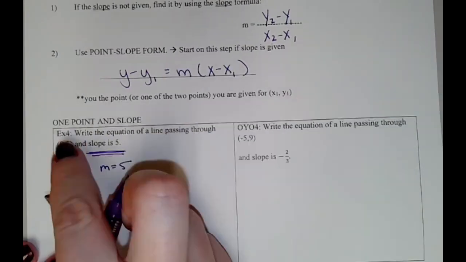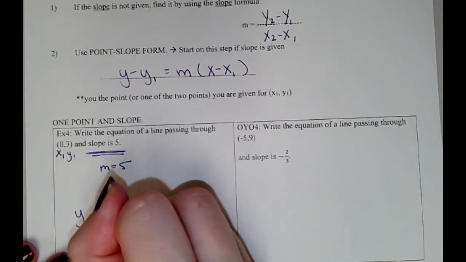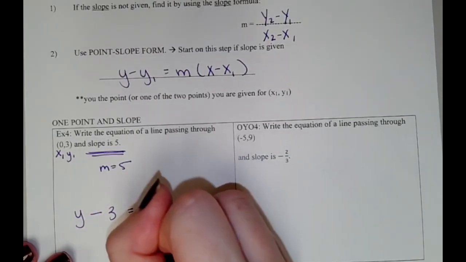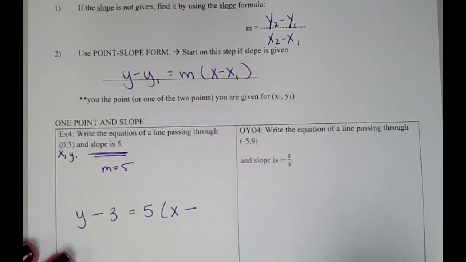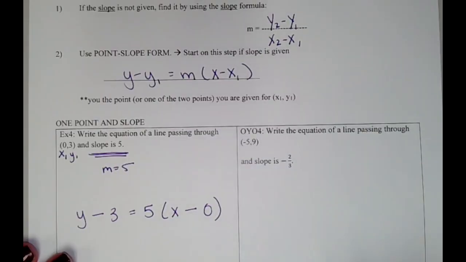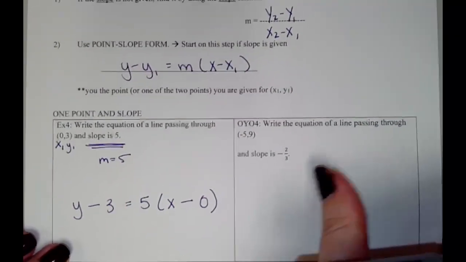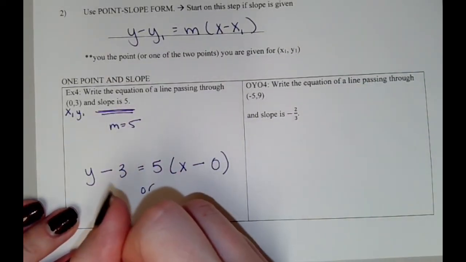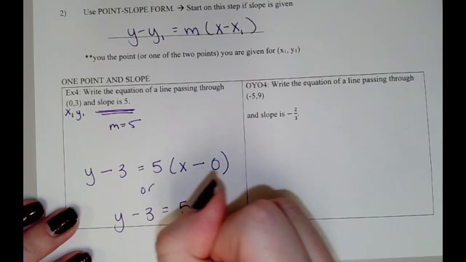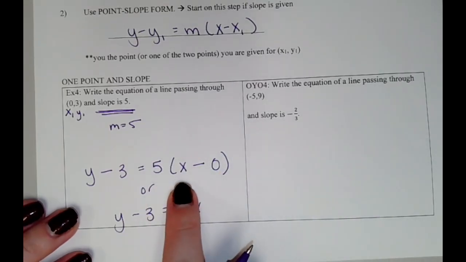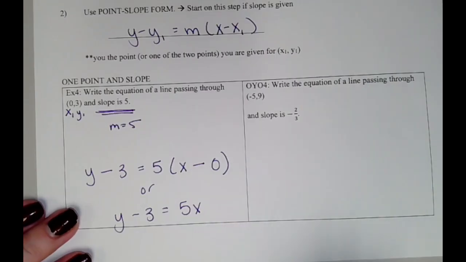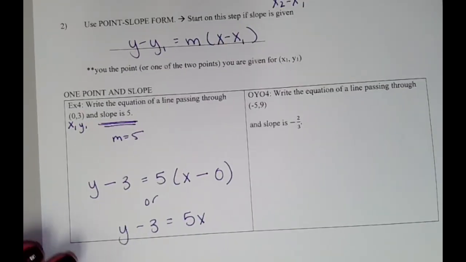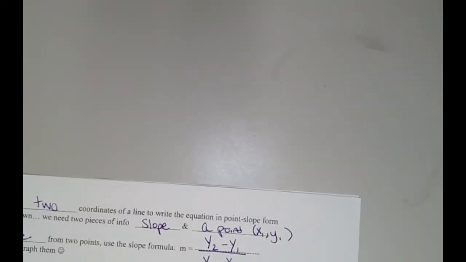Y minus y1, which was 3, equals slope, which was 5, times x minus x1, which is 0. Just so you know, x minus 0 is just going to be x. If you really wanted to, you could rewrite it as this 5 times just x. So instead of x minus 0, you could have put just x. Once again, the on your own you will be responsible for, so I'm going to go ahead and move on to the next part.